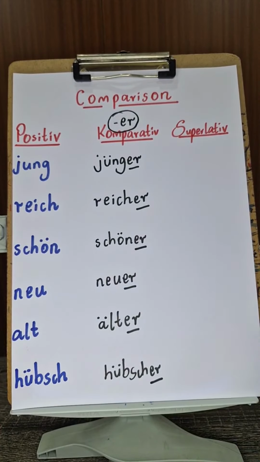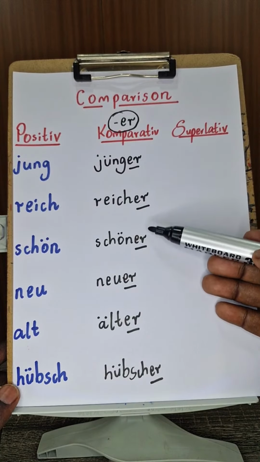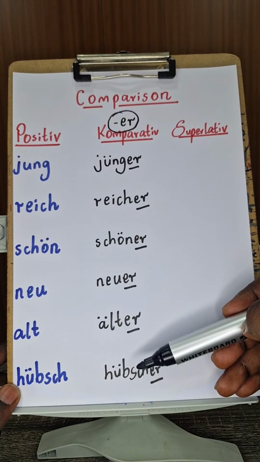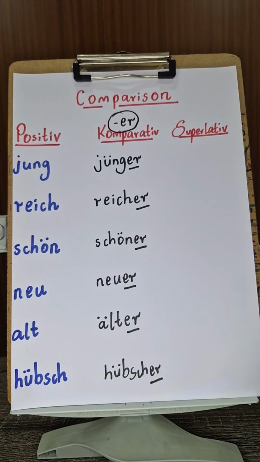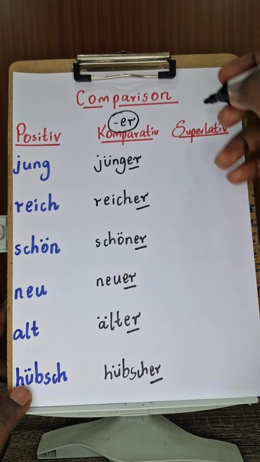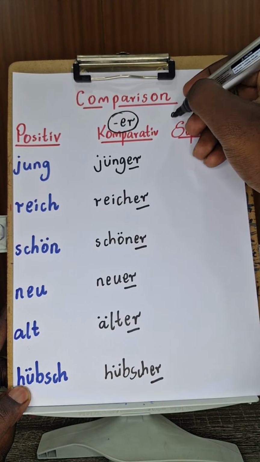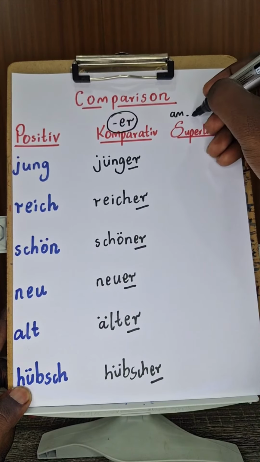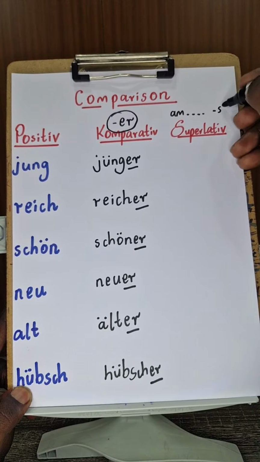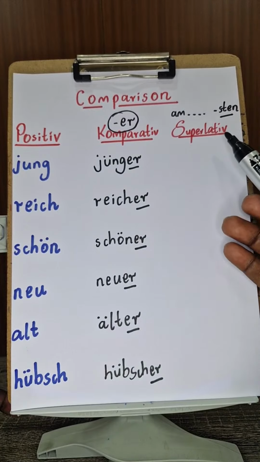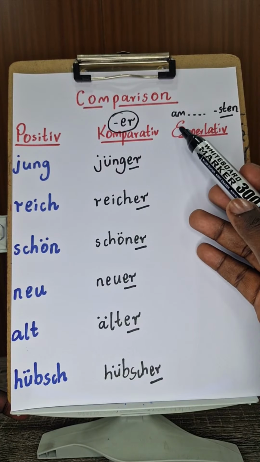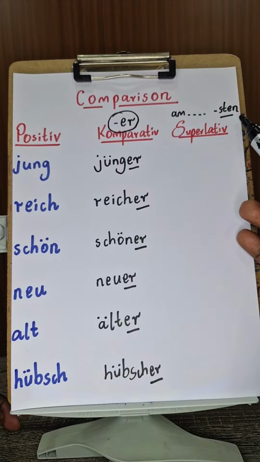Look at that. Hübscher. So you're seeing in the comparative, what we majorly do is add the ending -er, just like has been indicated right here, right? And how about the superlative? What do we now do for the superlative? In German, we will first of all have am in front, and then at the end you will add -sten to the adjective. Kindly note, there is am, and then we add -sten to the adjective, right?